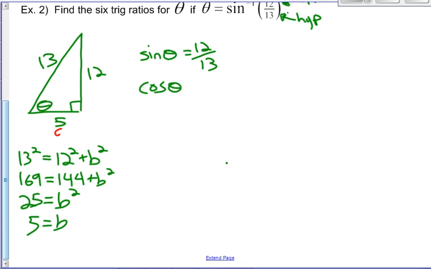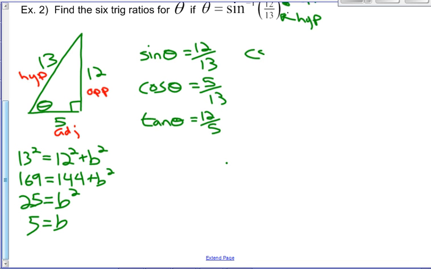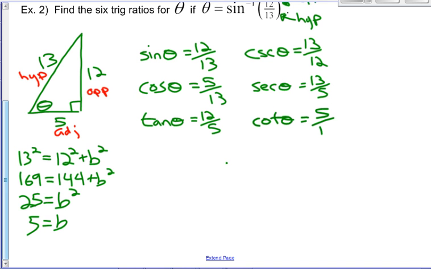And on there, we know this is what we call the adjacent. This is the opposite. And this is the hypotenuse. So the cosine is just 5 over 13. The tangent is opposite over adjacent, so 12 over 5. To find the other ratios, cosecant theta, well, that's just the flip of sine theta. So 13 over 12. Similarly, secant theta is the flip of cos theta, so it would be 13 over 5. And the cotangent is the flip of tan theta. So 5 over 12.